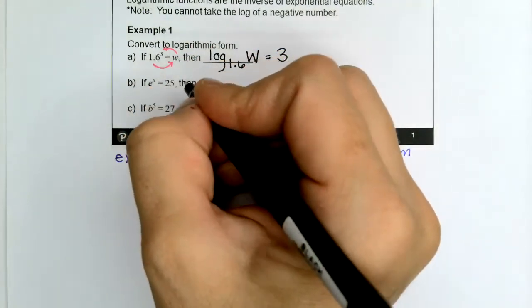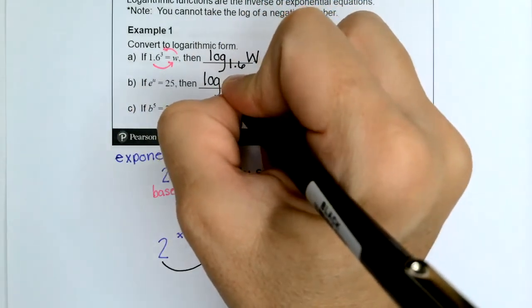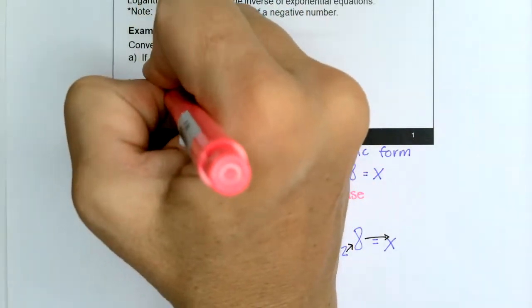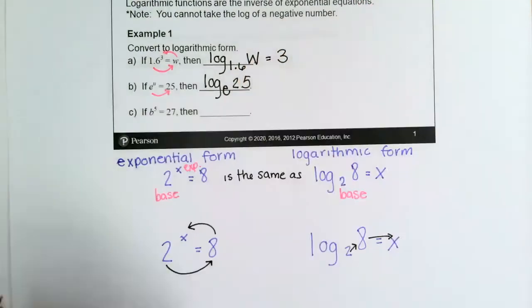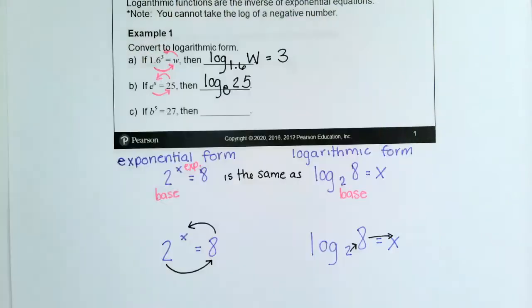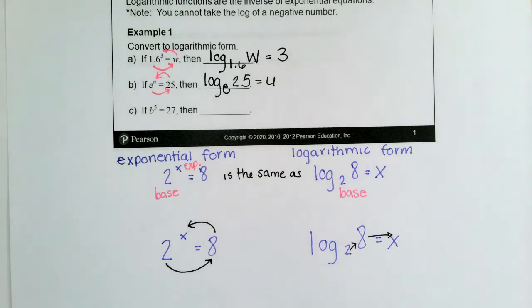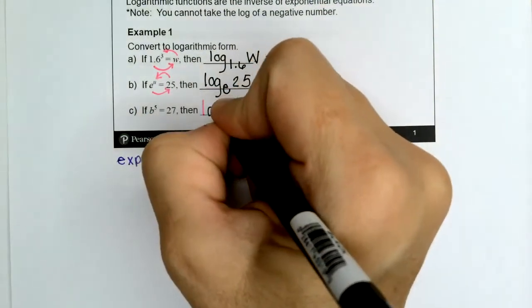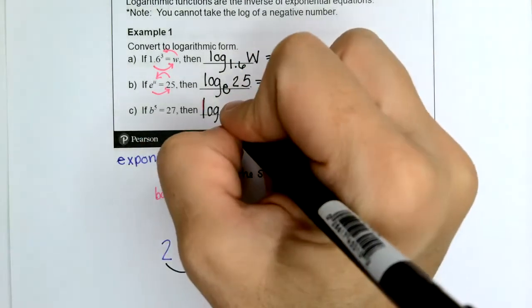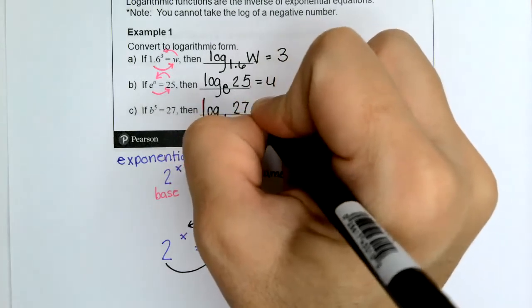If e to the power of u equals 25, then log, start with the base, e of 25 equals u. If b to the 5th equals 27, then log, start with your base, b, go in a circle, 27 equals 5.